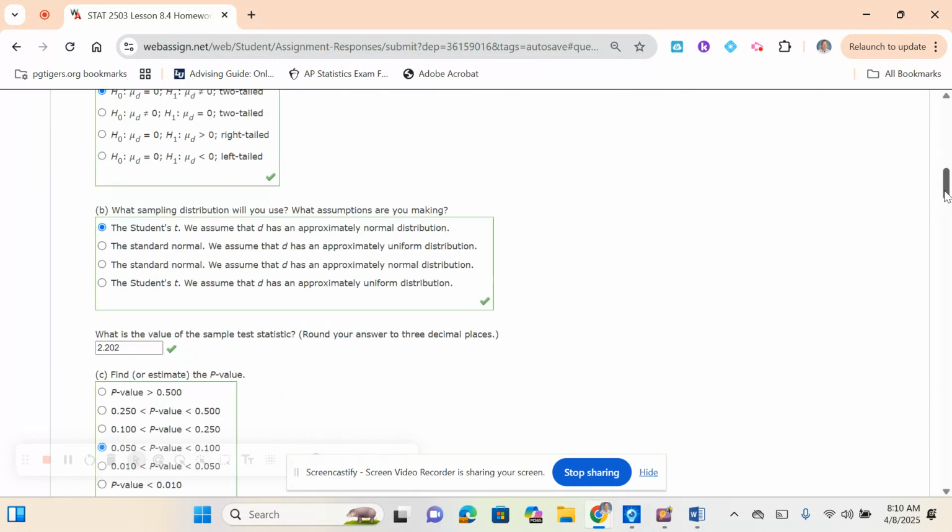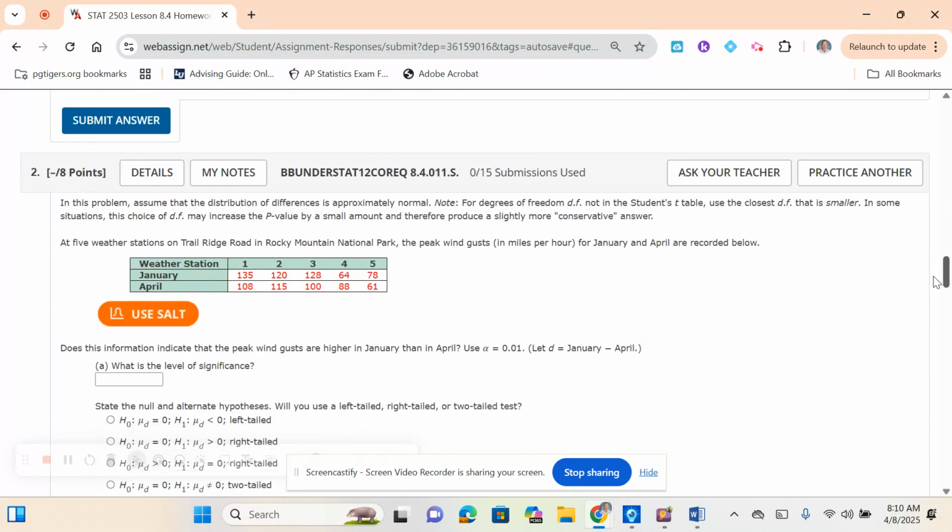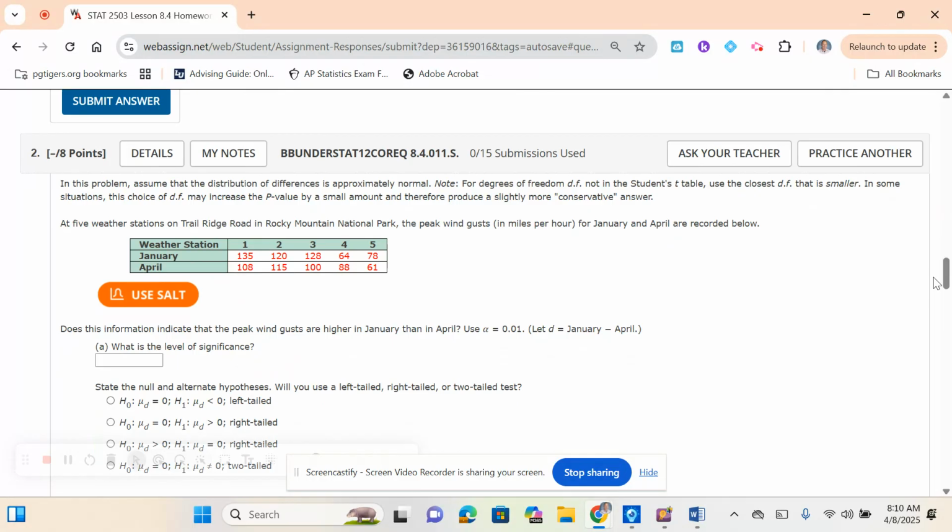Okay, number 2. The problem says to assume the distribution of differences is approximately normal for degrees of freedom. Use it, but we're going to use SALT. We're going to cheat on this. At 5 weather stations on Trail Ridge Road, the peak wind gusts in January and April are recorded below. I know it looks like 2 samples like what we're going to do tomorrow, but this is paired. It's paired by weather station. So this is called paired data.